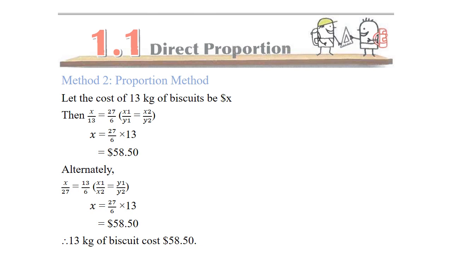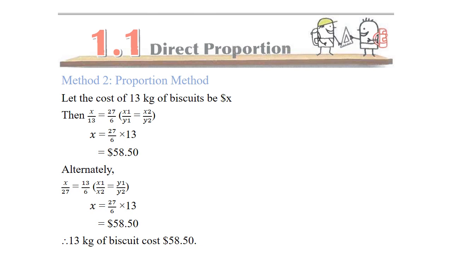So we have an equation which is x over 13 equal to 27 over 6 by that proportion method. Now we can easily obtain x by multiplying 13 on both sides of the equation. So this will give us the same answer that we obtained using the unitary method, and it gives us $58.5. Now we can also do the same proportion method by just changing the order of the variable ratio.